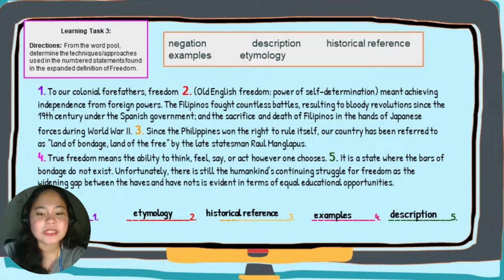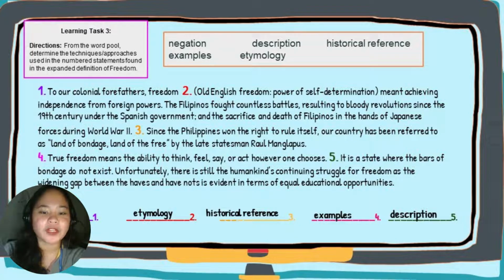Now for the number 3. Since the Philippines won the right to rule itself, our country has been referred to as land of bondage, land of the free by the late statesman Raul Manglapus. So what technique or approach is used in this statement, class, or in this expanded definition? Okay, so this is an example of historical reference.